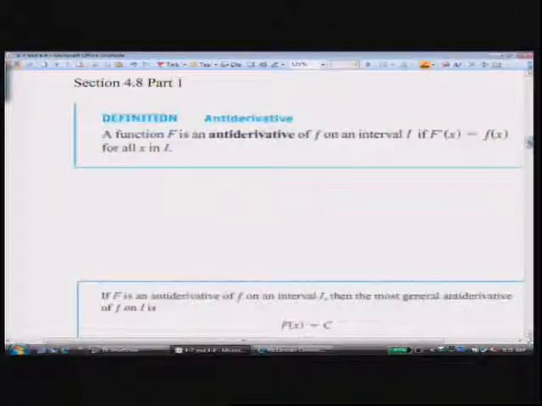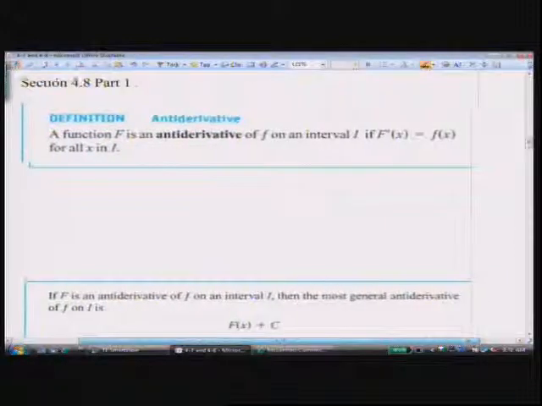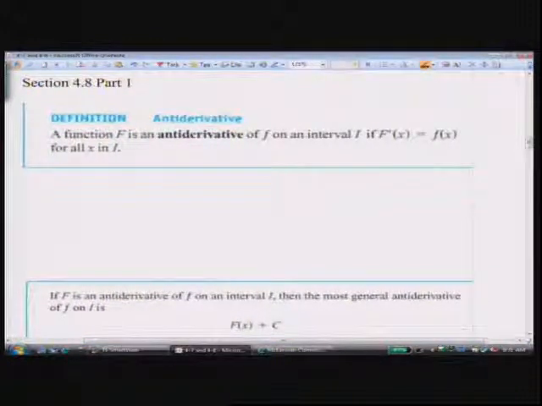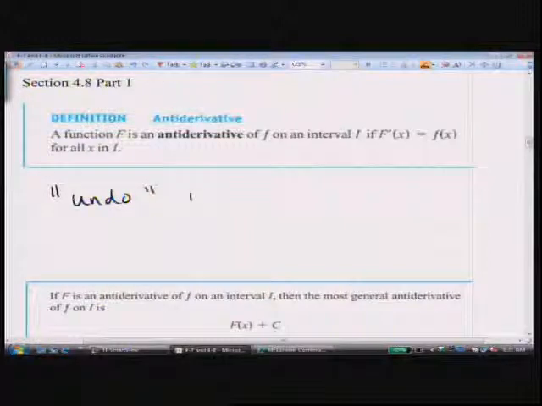Okay, now we've moved on. We finished 4.7. We're going to move on to section 4.8, and I broke this into a couple of parts. A function F is an antiderivative of f on the interval if, when you take the derivative of big F, you get little f, this original function, for all x in the interval. So basically, this is the idea where we undo what we done did.